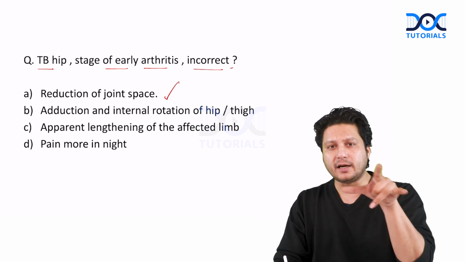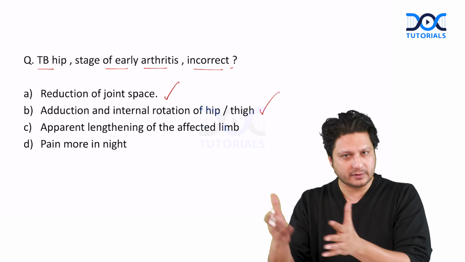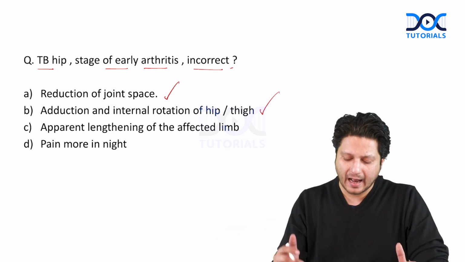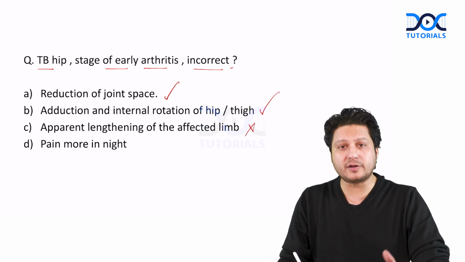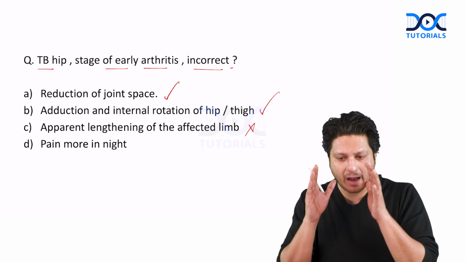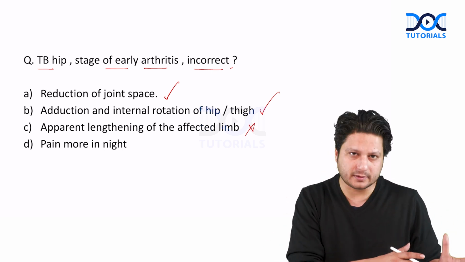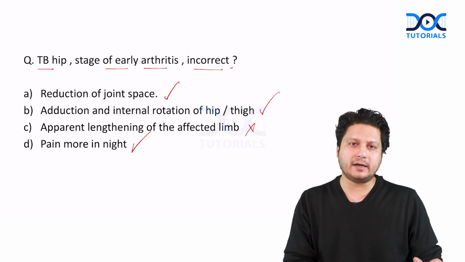Next, adduction, internal rotation of the hip or the thigh. Yes, it is happening in case of early arthritis. Apparent lengthening of the affected limb is a feature of synovitis. Apparent shortening is a feature of early arthritis. And finally, pain more at night.